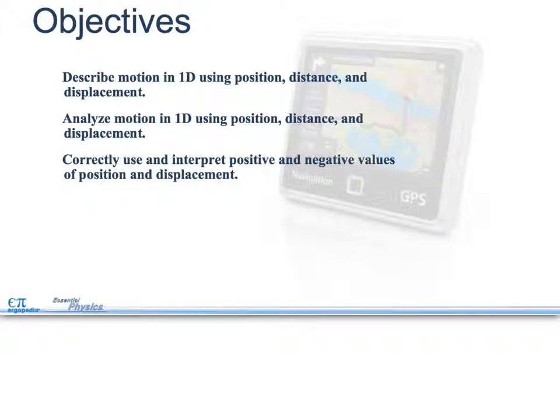Our objectives for this chapter are to describe motion in one dimension using position, distance, and displacement; analyze motion in one dimension using position, distance, and displacement; and correctly use and interpret positive and negative values of position and displacement.